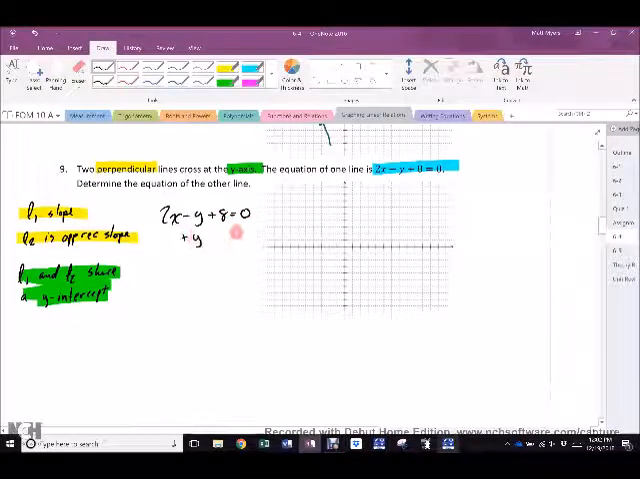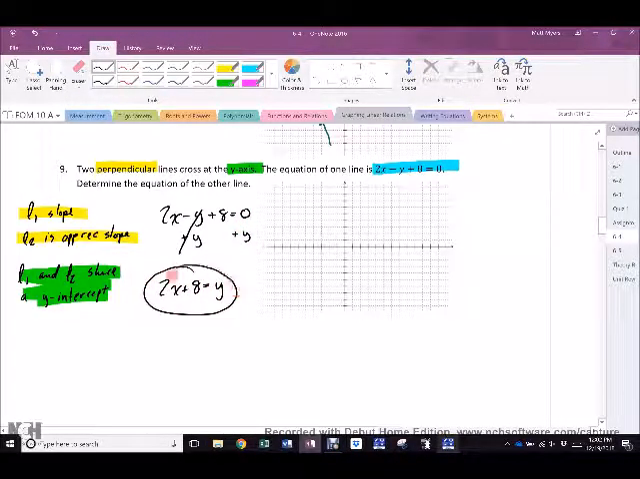If I add y to both sides, what do I get? What happens to this y? It's gone. 2x plus 8 equals, what's 0 plus y? y. Isn't that something that we're pretty comfortable with? What is it? Is it point slope or slope intercept? Slope intercept. So can I graph that? How? Where do I start?